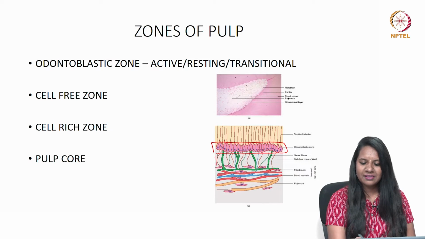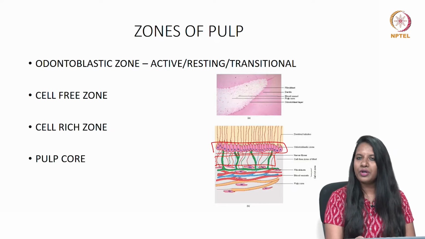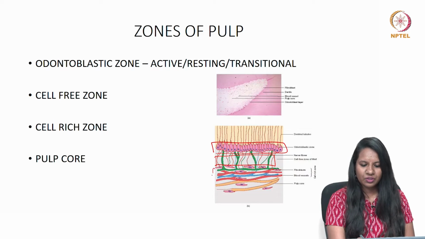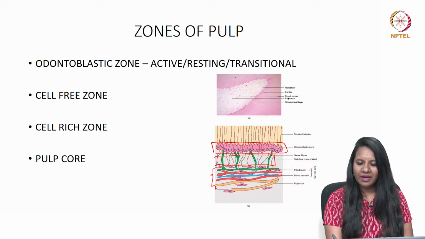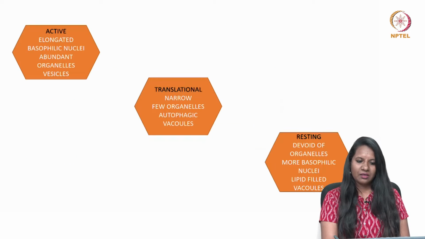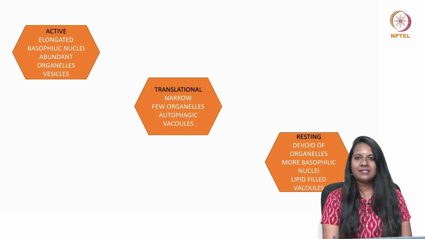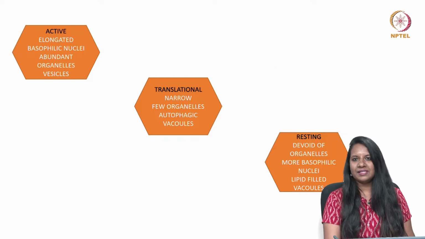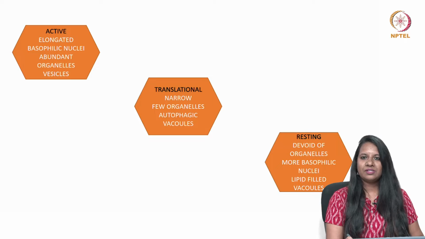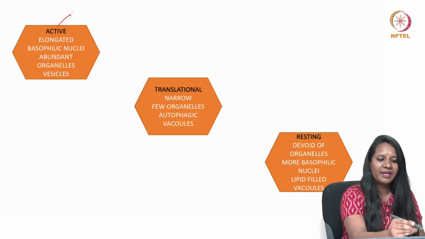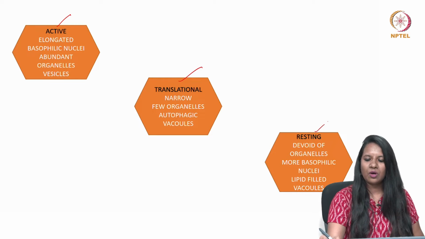and there exists a cell-free zone which is devoid of cells, and a cell-rich zone which consists of fibroblasts and undifferentiated mesenchymal cells. Then comes the pulp core. Okay, and the odontoblasts will be in different phases throughout the odontoblastic zone of pulp. Either it could be active or transitional or resting.